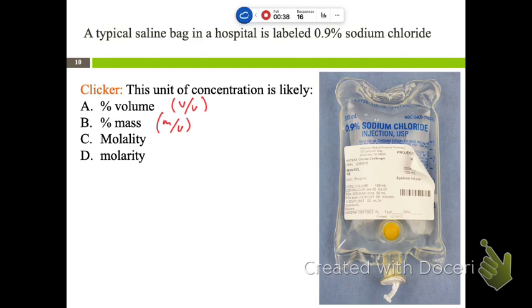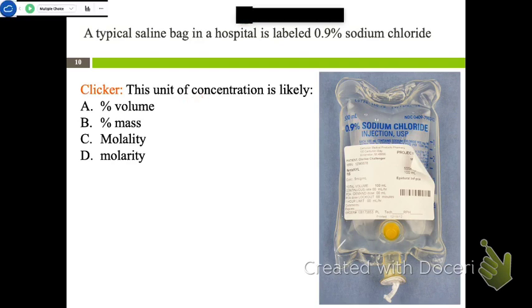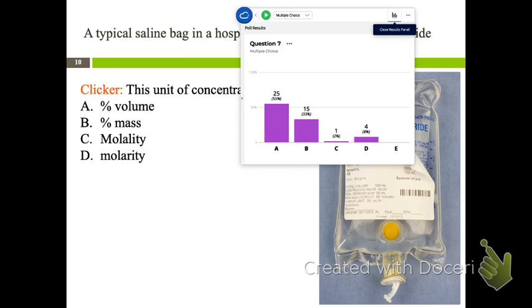Let's do a couple more seconds to pick which one you think it might be. That's what happens. Okay. Okay, we have 42 responses. We have a mix.